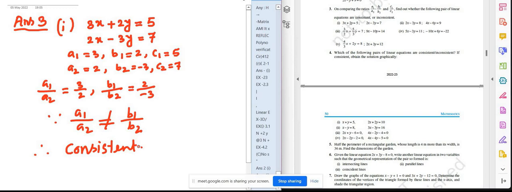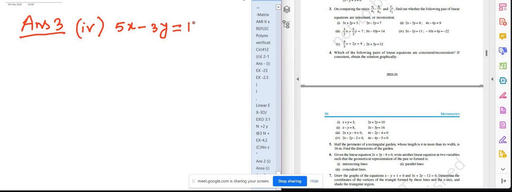So in case of unique solution and infinite solutions, it will be consistent. If no solution, then it will be inconsistent. So write down this. Sir, written.